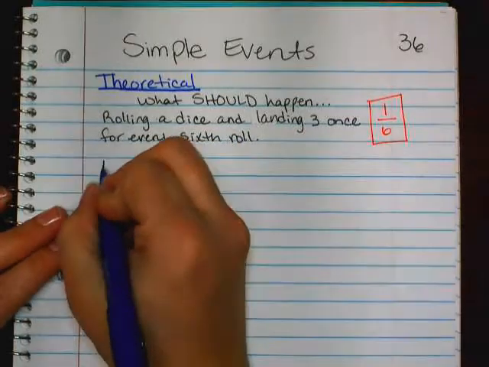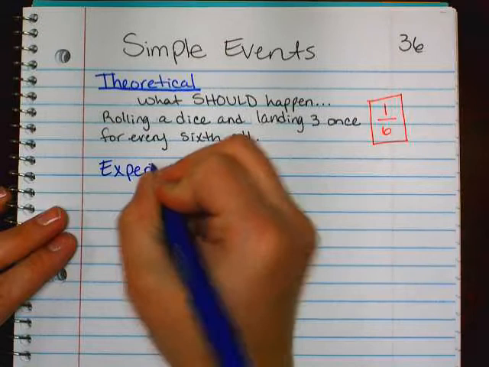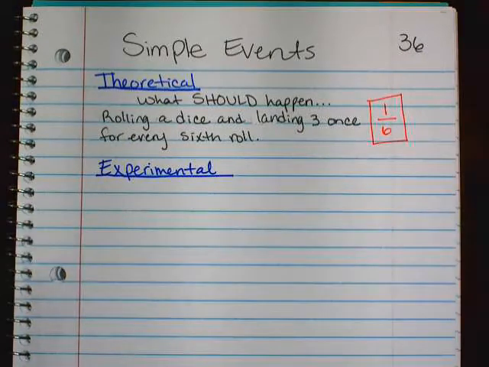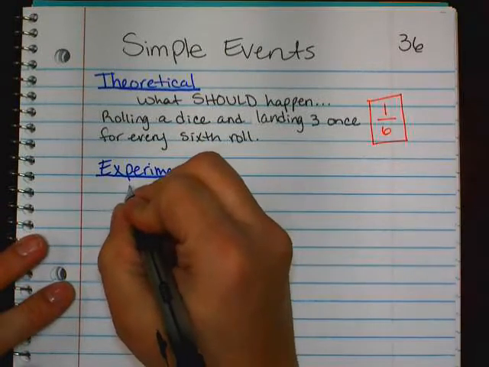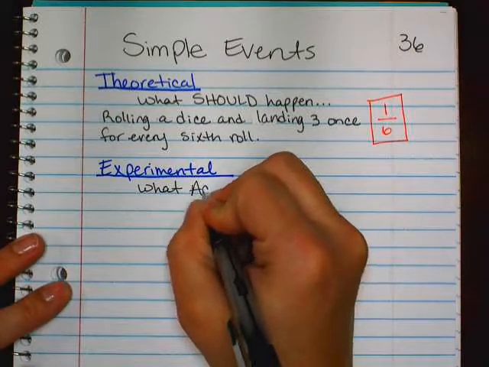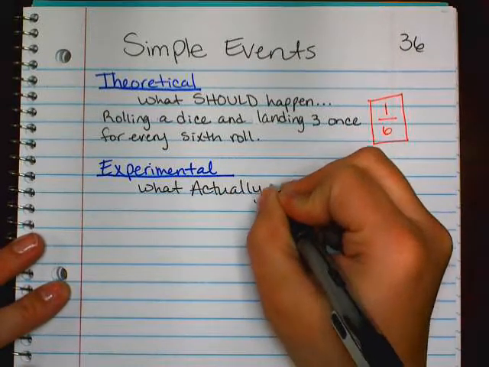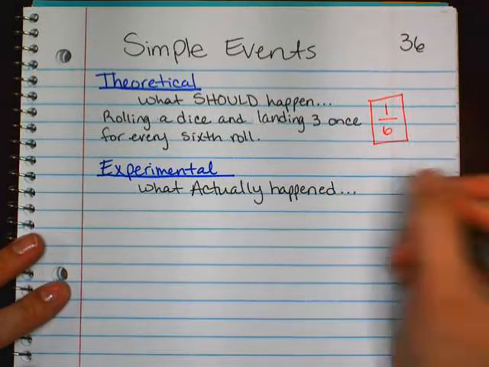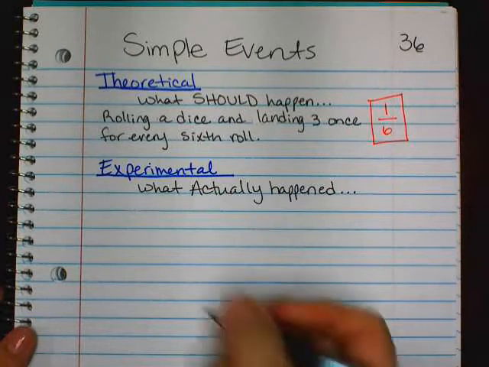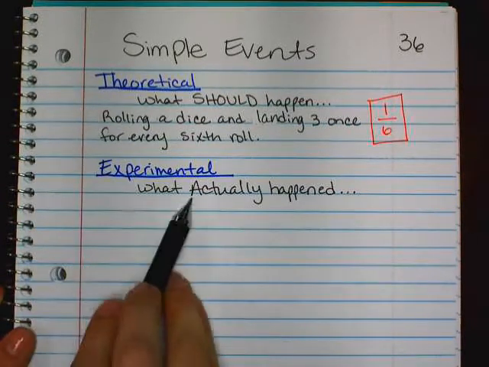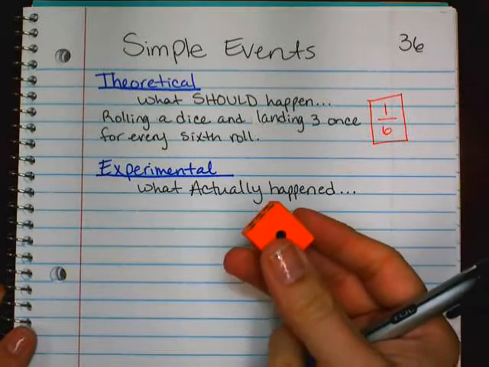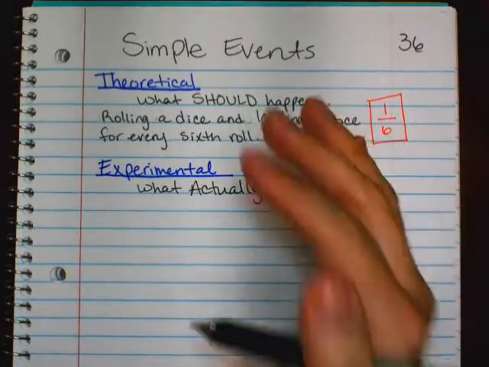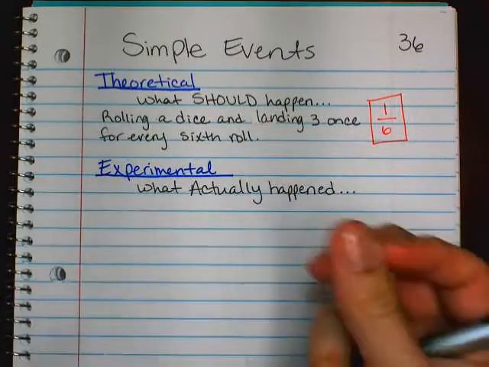Now, experimental is what actually happens. Okay, so we're going to test this theory out. Our theoretical, we're going to see if it's what actually happens. So this is when you do the actual experiment, or rolling the dice, spinning the spinner. What's another one? I can't think off the top of my head, but the actual event that we're trying to take place. Sometimes it's drawing a marble out of a bag, okay?